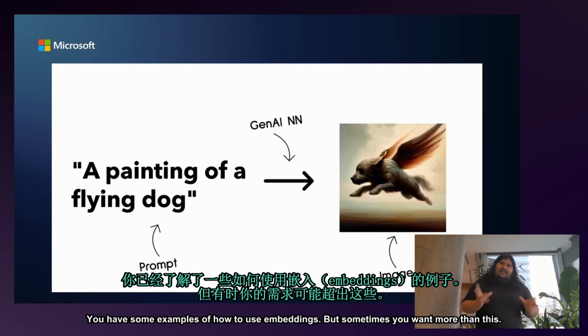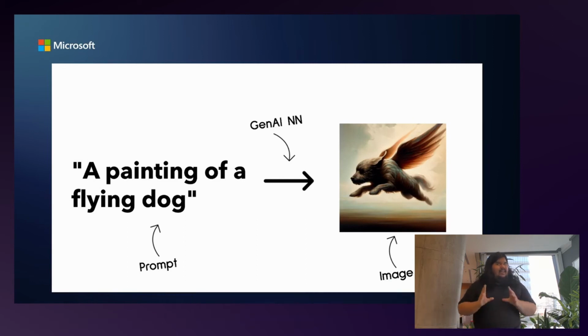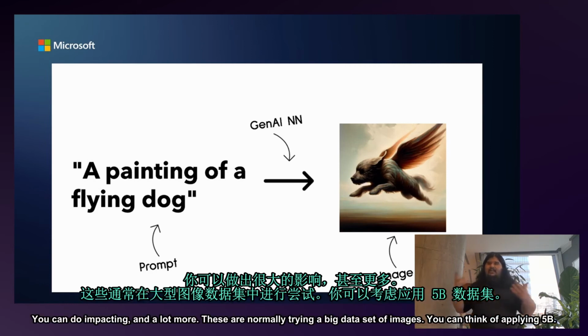But sometimes you want more than this. Imagine that you want to generate images, but you may think that that's their only use. But it's not only that. You can use them, for instance, to translate an image. You can edit this image. You can do inpainting and a lot more.